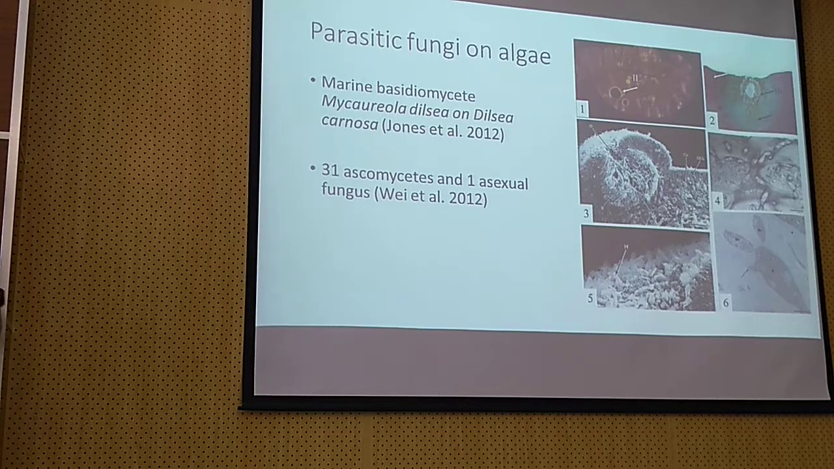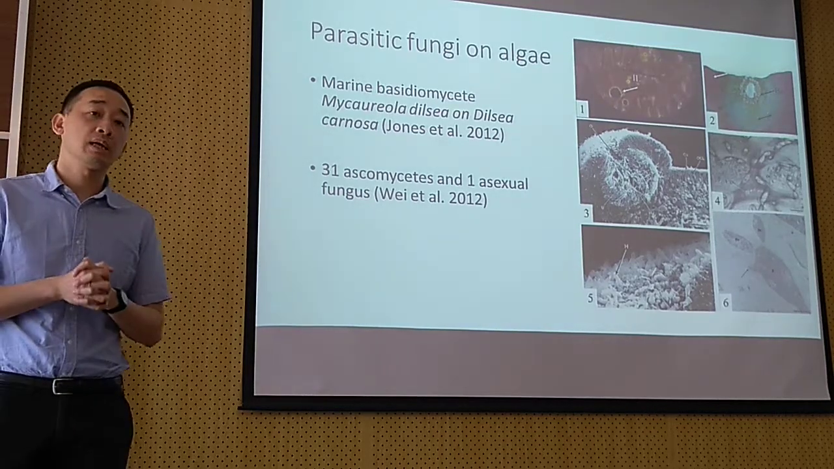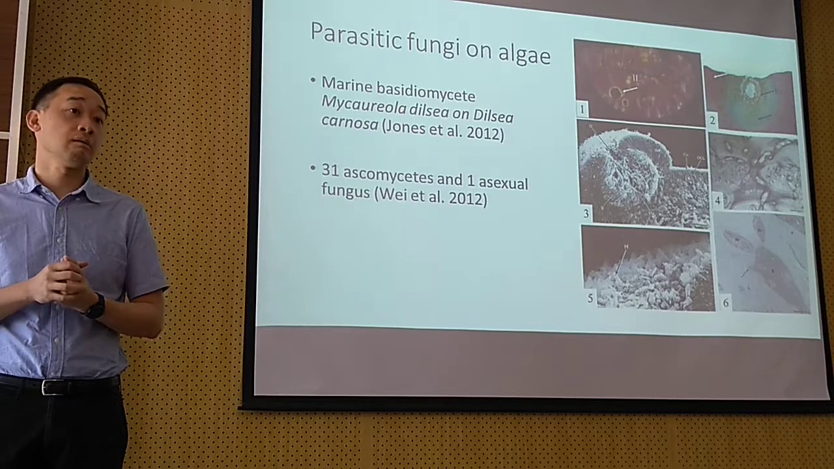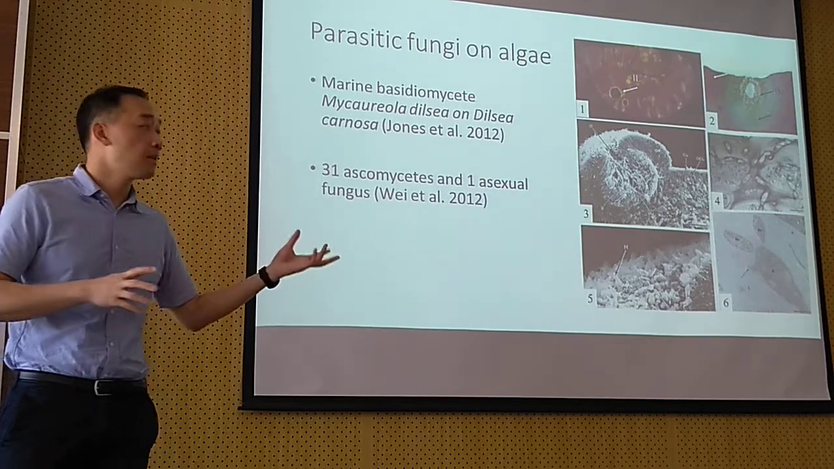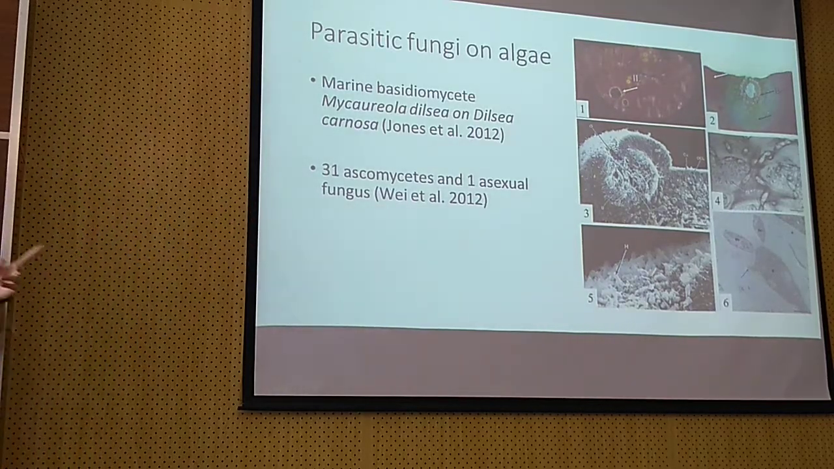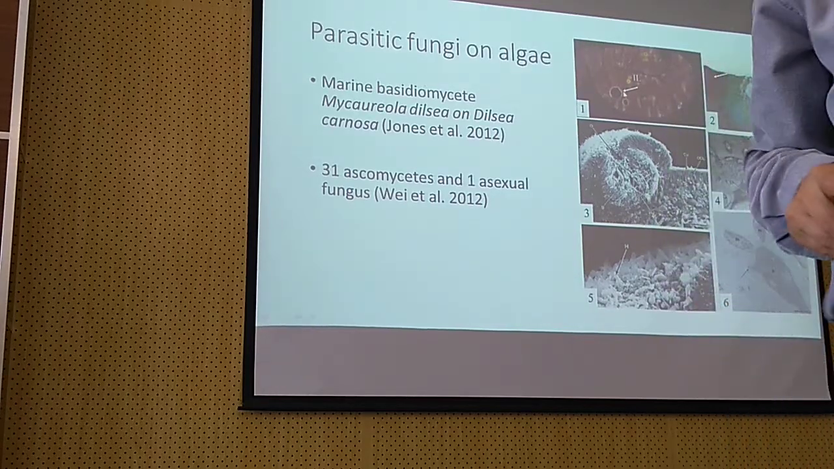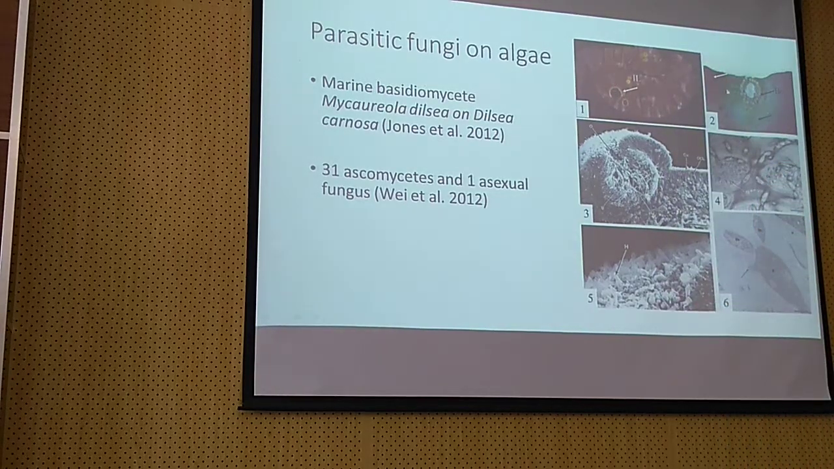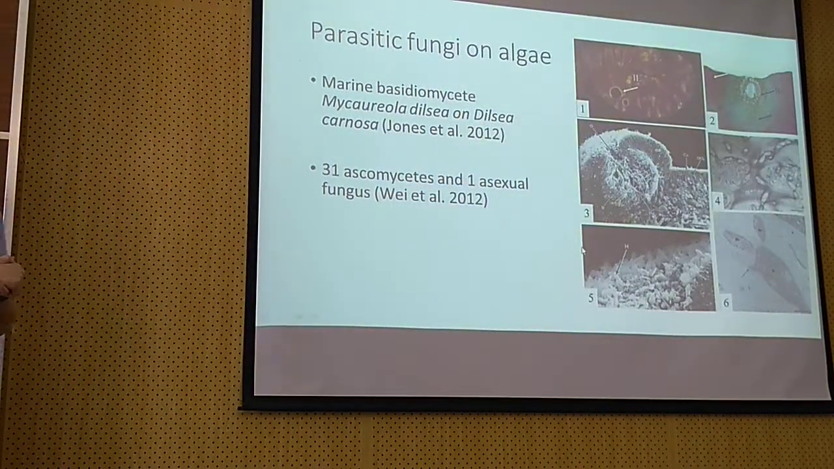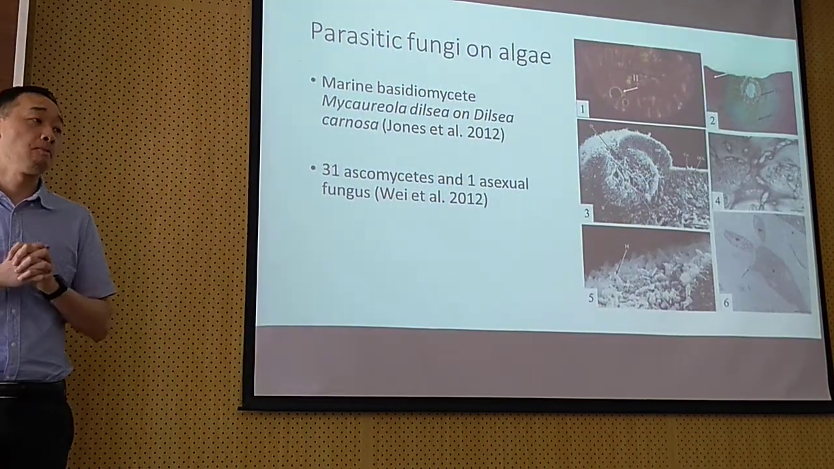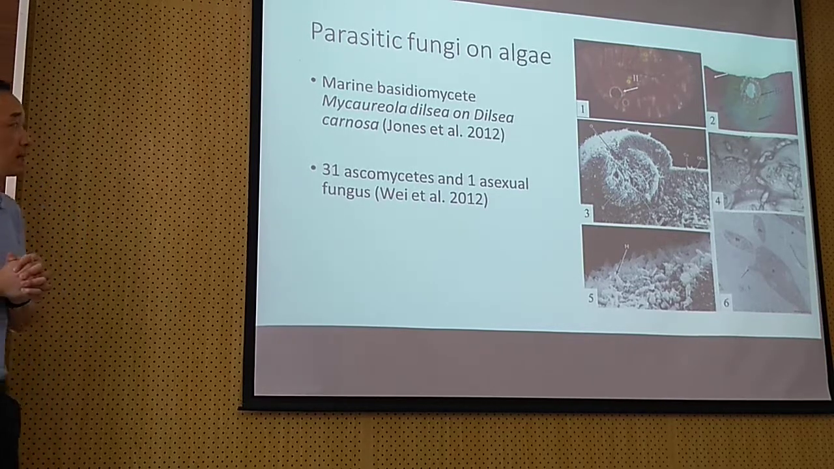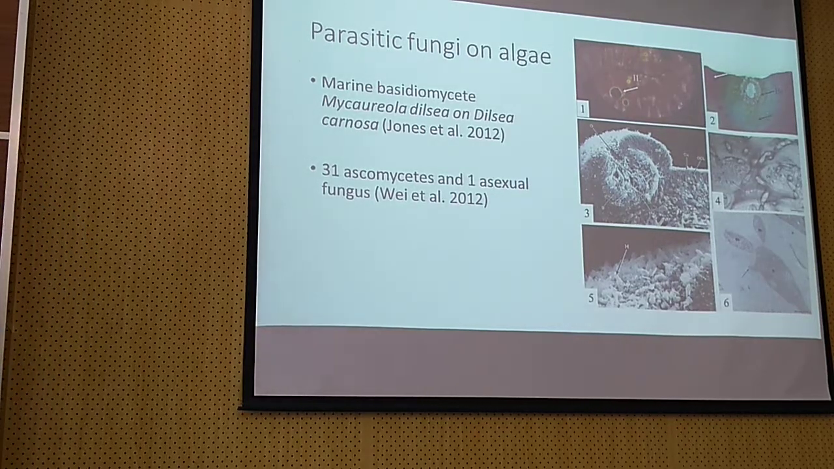I think a lot of people study fungi and algae because they cause disease of the algae. I told you yesterday, some of them can destroy the algae, just like this one. They can form a lesion on the algae, and they form fruiting bodies on the algae. And a Chinese colleague basically summarized the fungi that can cause diseases of algae, and he has summarized there are 31 species and 1 asexual fungus that can cause disease of algae.